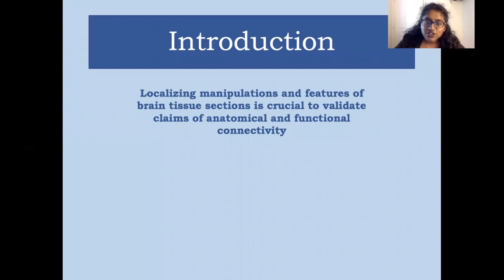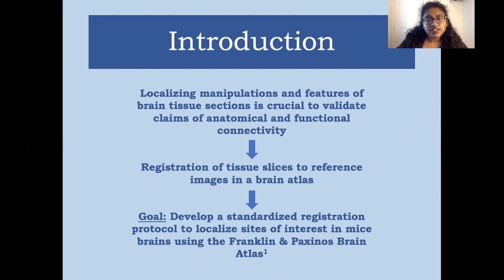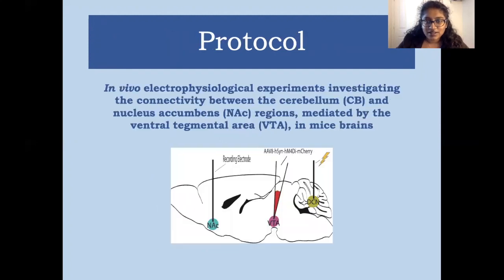Localizing manipulations and features of brain tissue sections is crucial to validate any experimental claims of anatomical or functional connectivity. And neurobiologists commonly achieve this goal by registering tissue slices to reference images in a brain atlas. Numerous labs perform this process of slice registration independently, but this has created a need for a standardized platform to ensure reproducibility within labs. So that brings us to the goal of this project, which is to develop a standardized registration protocol to localize sites of interest in mice brains using the third edition of the Mouse Brain Atlas in stereotaxic coordinates by Franklin and Paxinos.